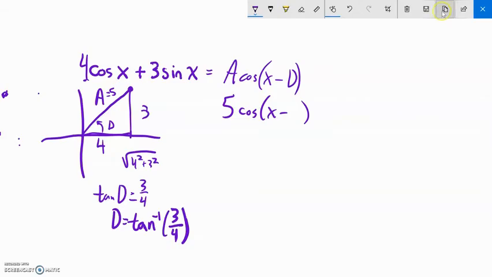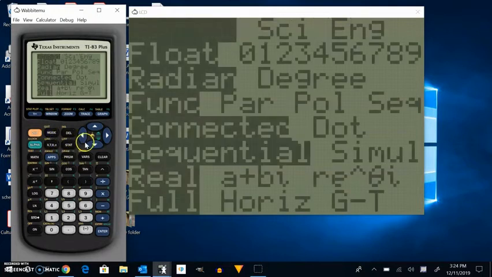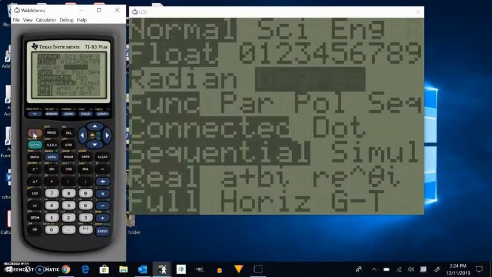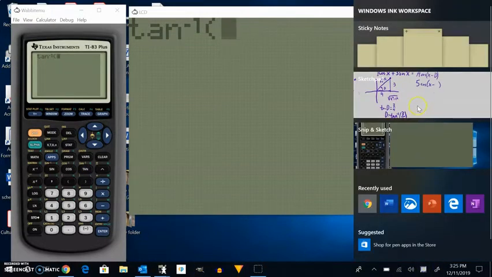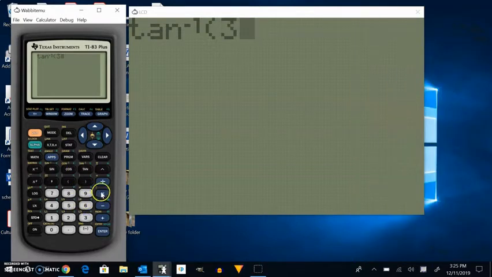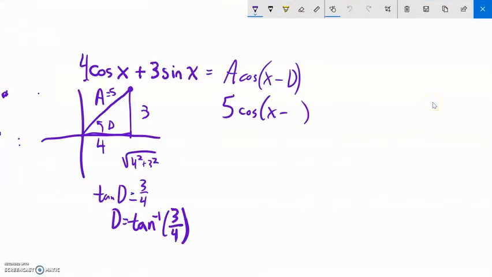Do that on my calculator. I'm going to be in degrees. I'm just going to make sure that I'm in degrees right now. Not quite. Now I am. So inverse tangent of, I think it was 4/3, I seem to have forgotten, 3/4. About 36.87 degrees. It's this angle right here.